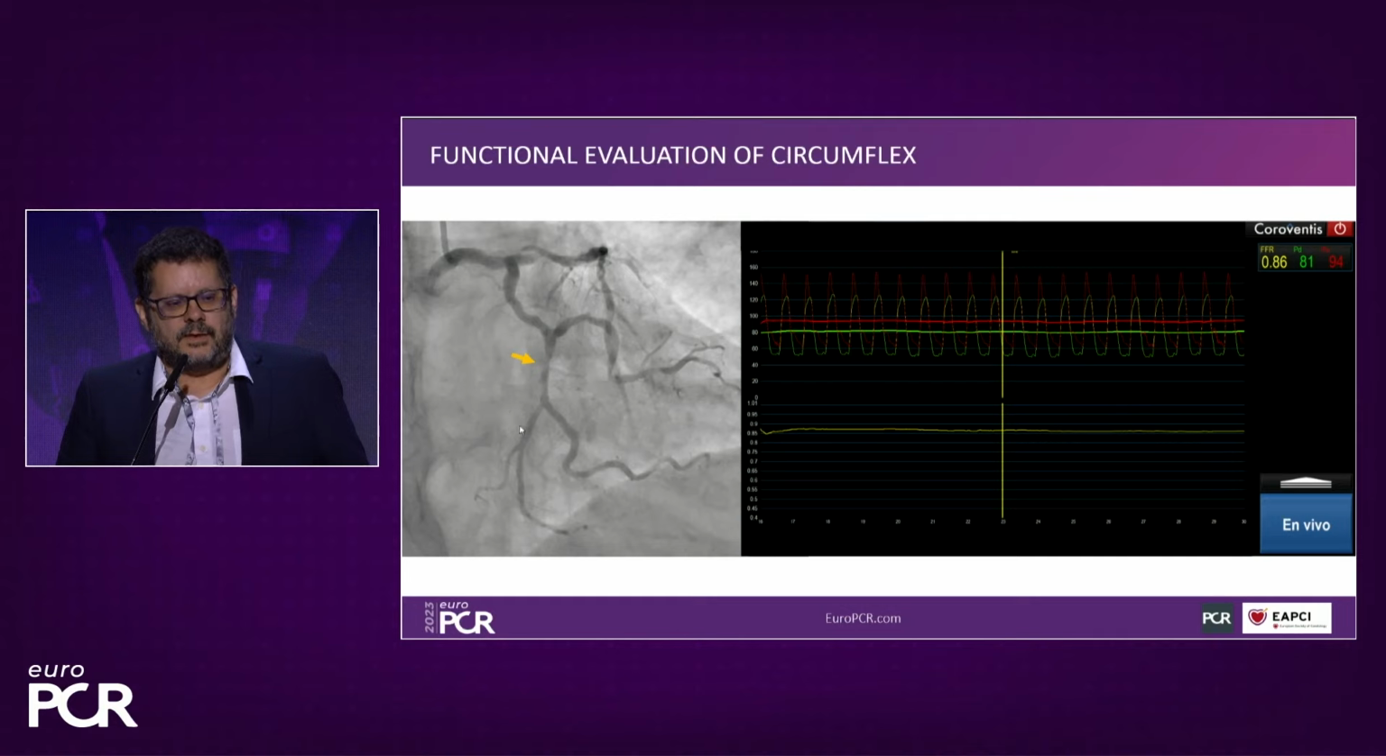Then we did the same at the distal circumflex. But in this case, this is a bolus FFR. So you don't always have to do an infusion of adenosine. If you have a patient who's asthmatic, or if you want to do it quickly, you can do a bolus of adenosine. And in this case, this is what we did. And we have an FFR of 0.86, also non-ischemic.